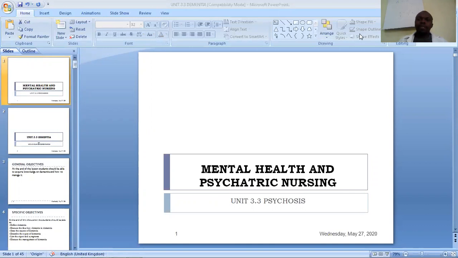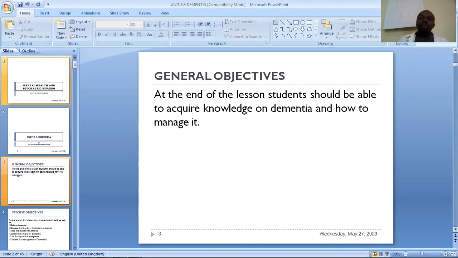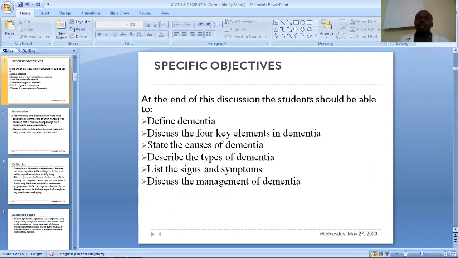Now, what are the objectives of this tutorial before we go any further? The general objective states that at the end of the lesson, students should be able to acquire knowledge on dementia and how to manage it. Then a specific objective states that at the end of this discussion, the students should be able to define dementia. They should also be able to discuss the 4 key elements in dementia.